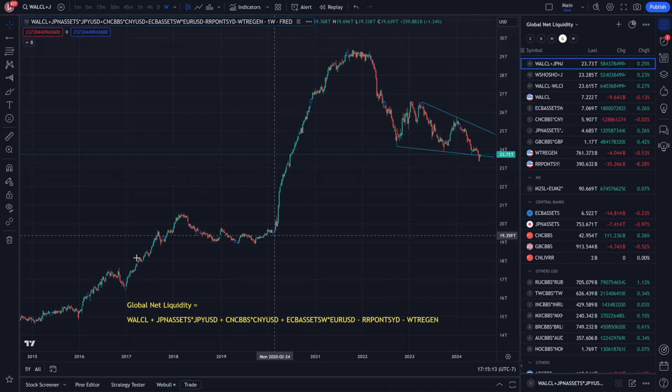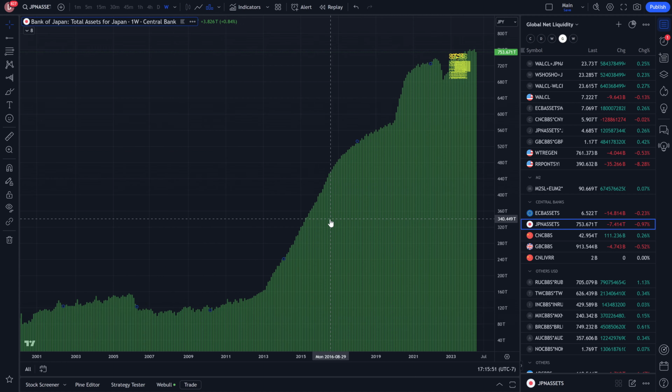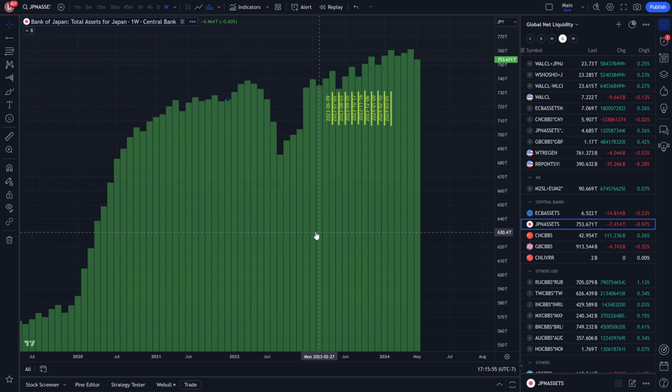So going back to the GNL chart, that covers what would be called Fed Net Liquidity: the U.S. balance sheet, RRP, TGA. Next, we've got the three other central banks. And if you notice, each of them is in the same format. It's the assets of the central bank, and then we convert it to USD by using the corresponding currency symbol. So here's the Japan central bank assets. You can see it's been steadily climbing except for this exception right here.